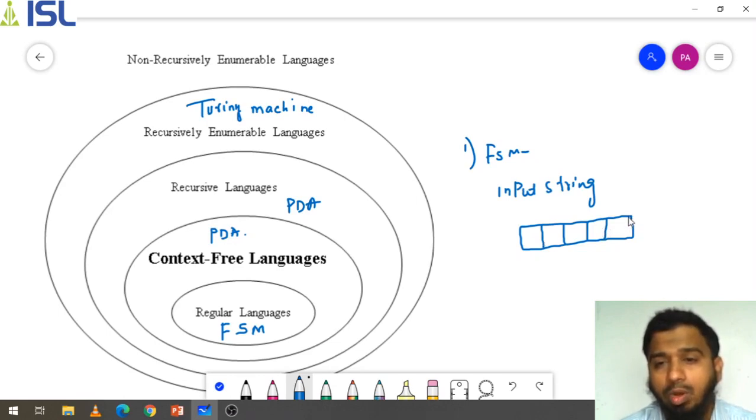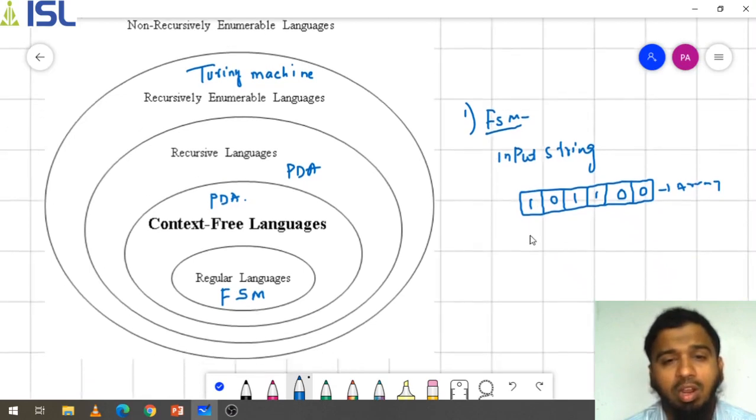Here I will add one more. So here 1 0 1 1 0 and the last one also 0. Okay, so this is the string 1 0 1 1 0 0. Based on this kind of problem, we use the finite state machine. If we have a simple string in the form of an array, we will use the finite state machine. So that is a regular language.